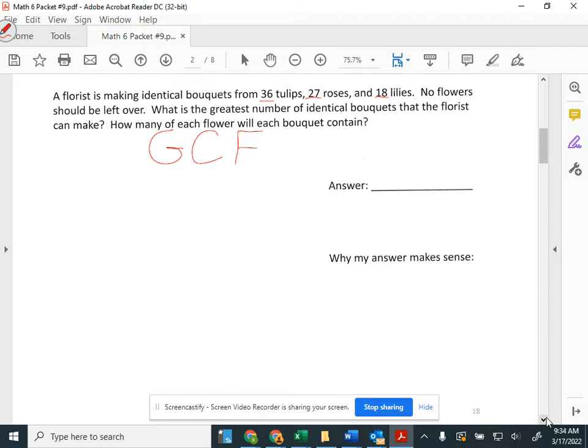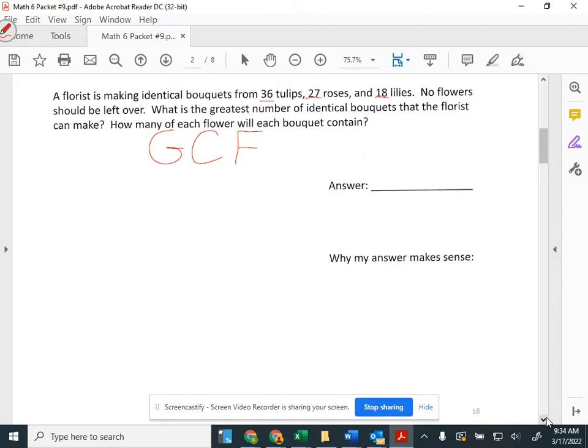Remember, factors are the numbers that we multiply together, those factor buddies that we multiply together to get to that number. We want that greatest common factor that they share. So what is the biggest number that we can use to get to 36, we can use to get to 27, we can use to get to 18. We are not answering it out loud. We're not doing the packet together. I'm just helping you figure out how to solve it yourself.